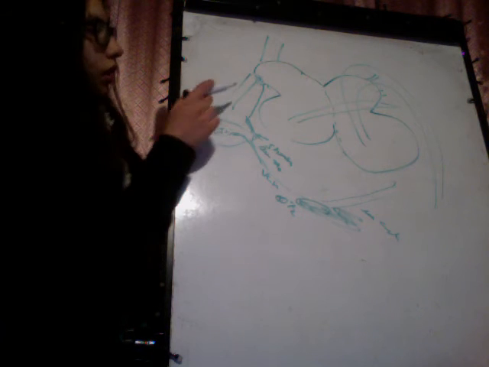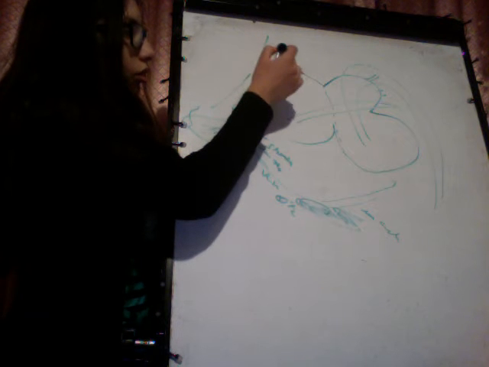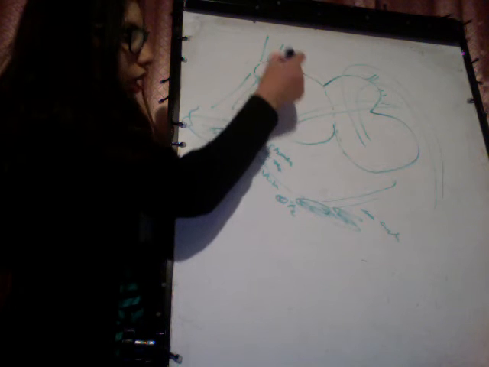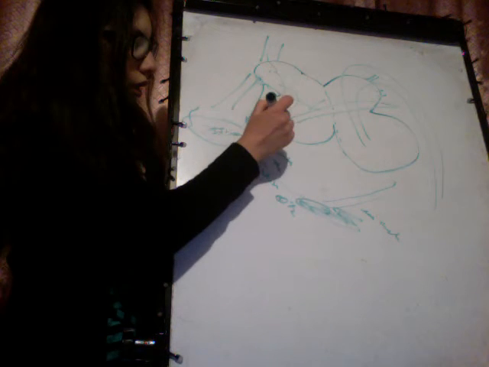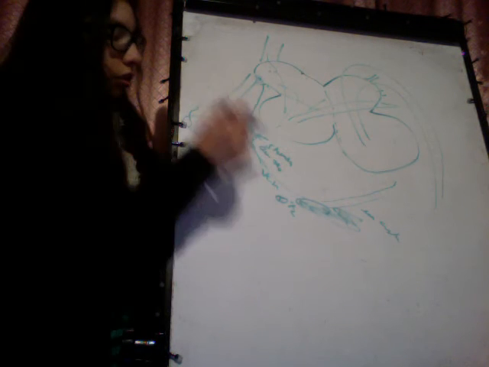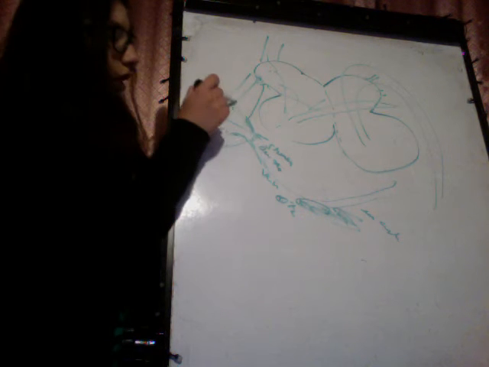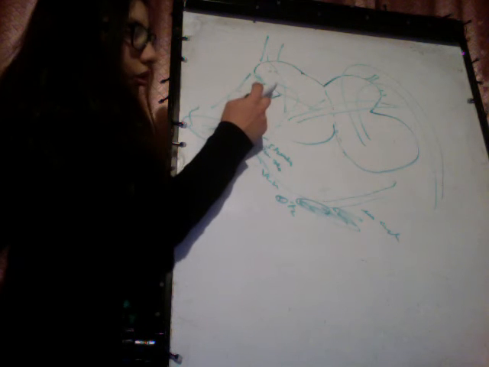Next we have the oxygenated blood coming from the head and the superior limbs, comes to the superior vena cava, right atrium, then through the tricuspid valve to the right ventricle. But also here we have the oxygenated blood coming from the placenta, umbilical vein, to the inferior vena cava, is also coming to the right atrium.